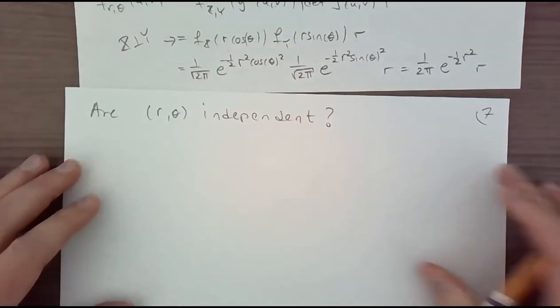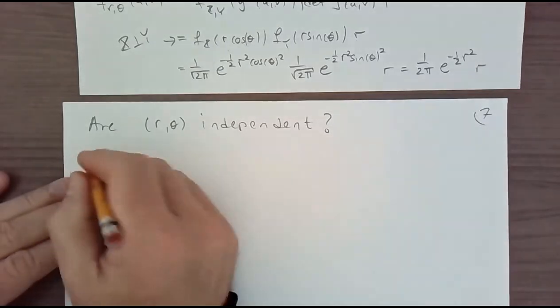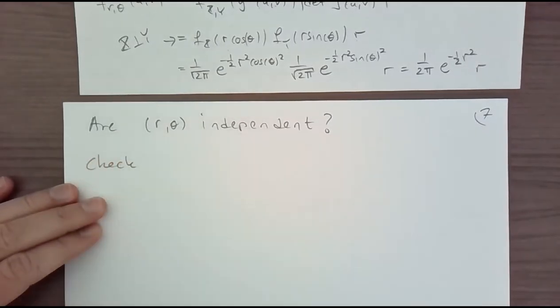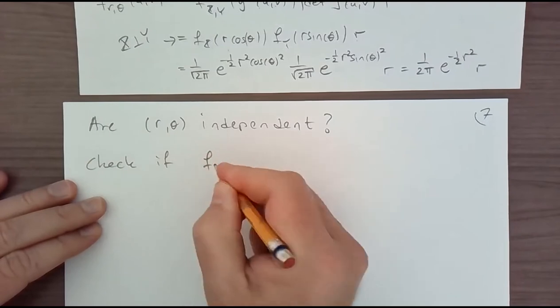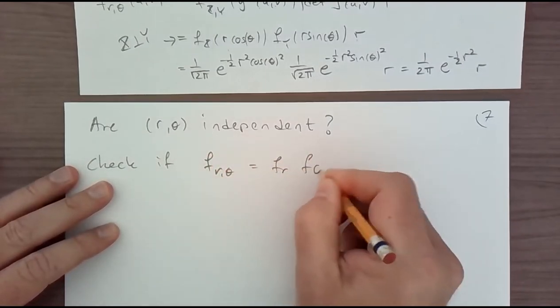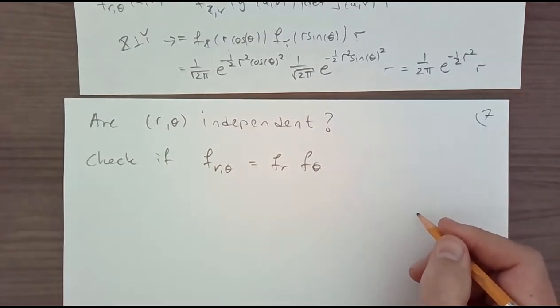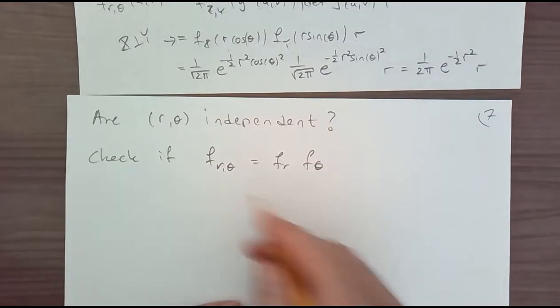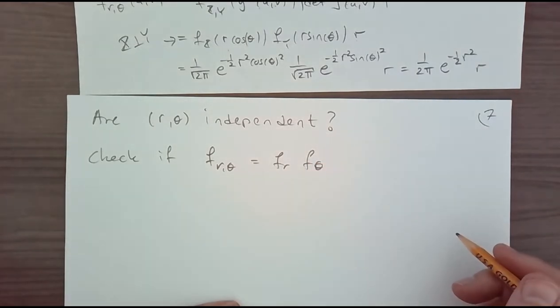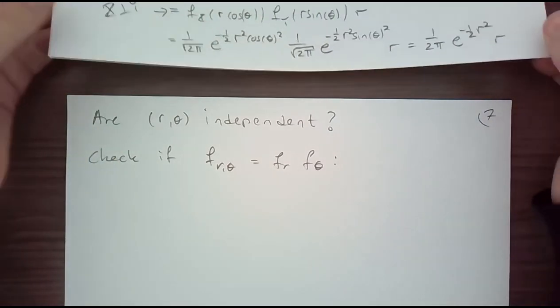What about that? Are they independent? Well, we should check if f of r theta is equal to f r times f theta. If it's the case, then the answer is yes. If it's not the case, then the answer is no. So we now have the joint density.